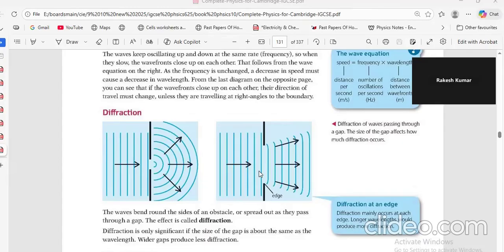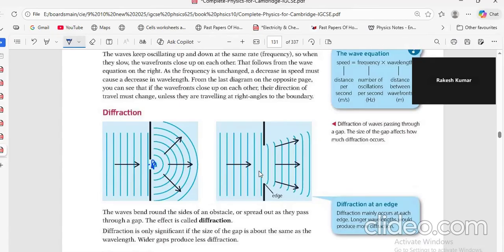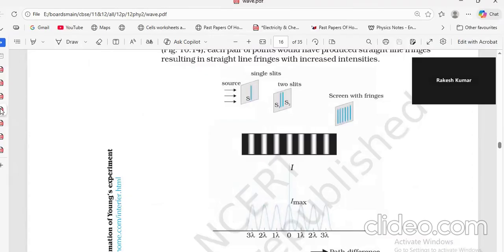Now, if the gap is very small, then diffraction occurs maximum. If the gap is increased, then diffraction reduces. So basically, diffraction is maximum if it's kind of a point source, a very small source, and if it's big, then diffraction reduces.